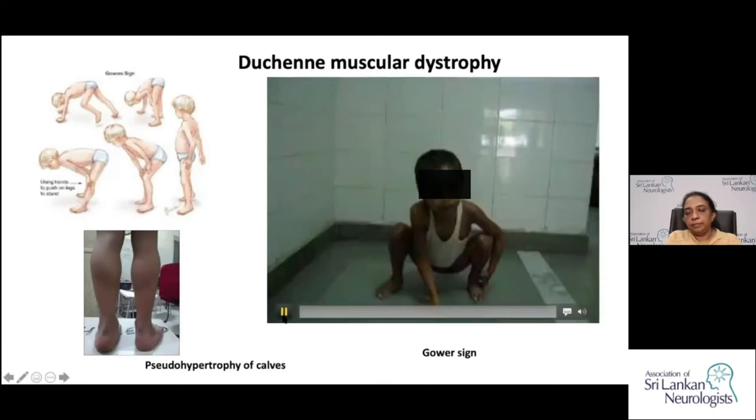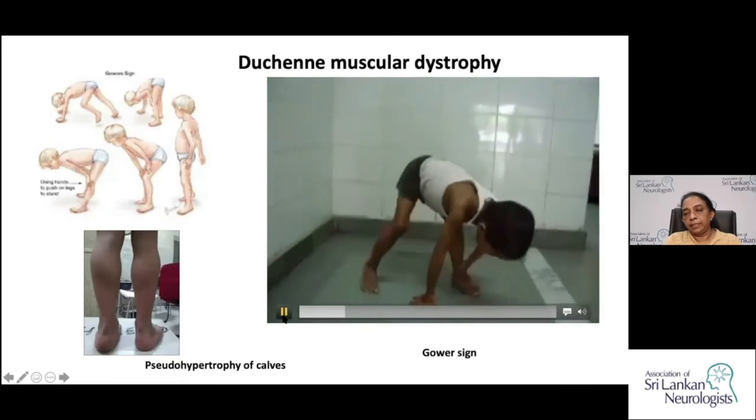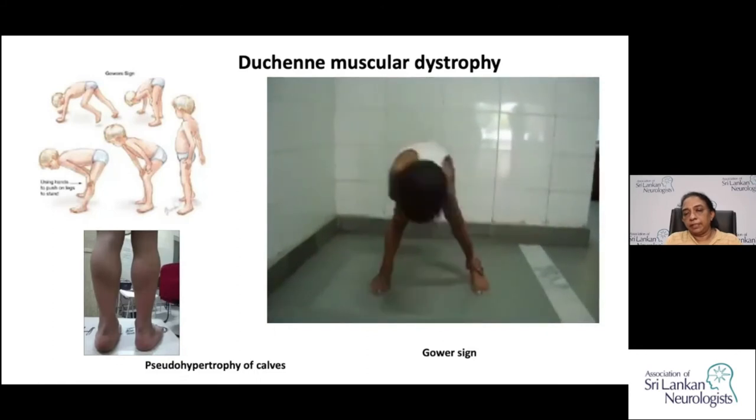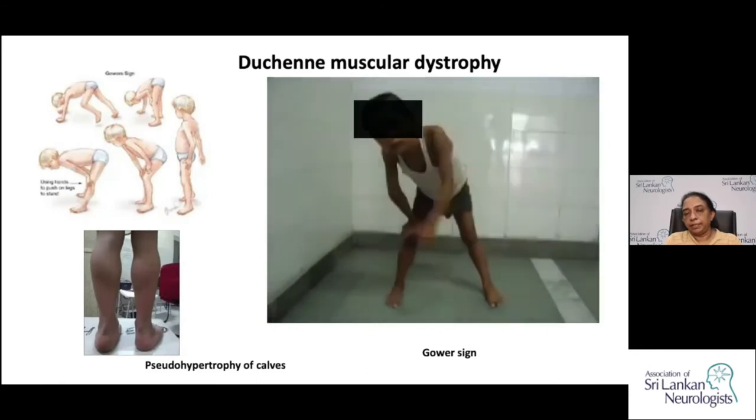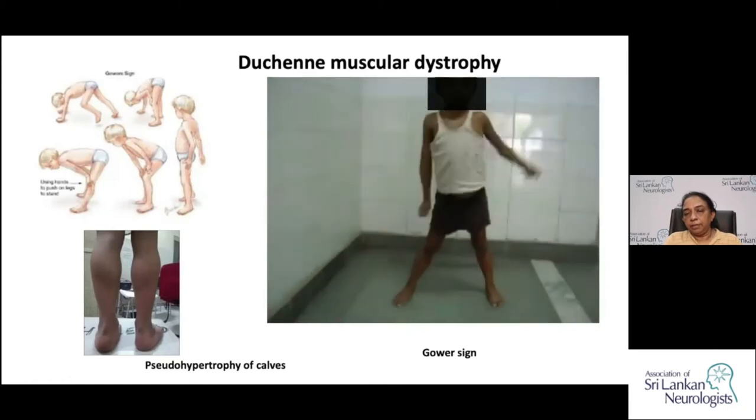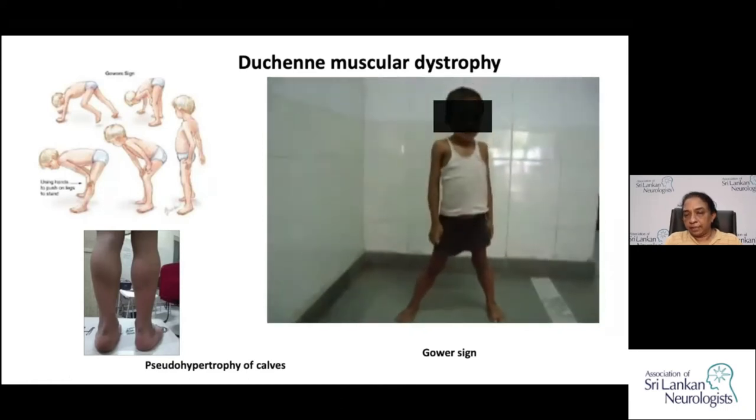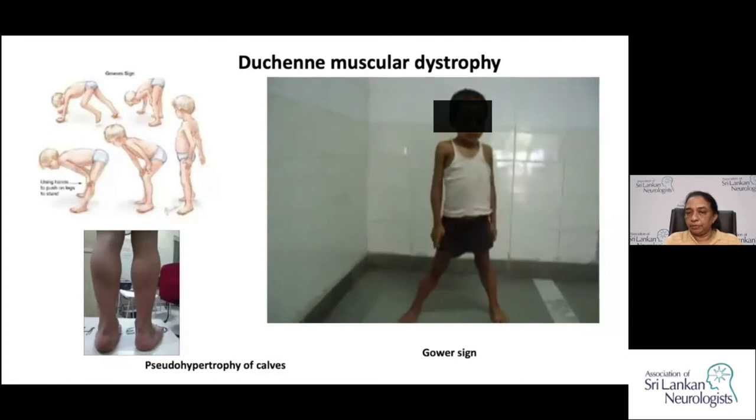So this is a sign that we elicit in patients. You see that the child has great difficulty standing up. This is a Gower sign. The Gower sign is positive not only in Duchenne muscular dystrophy but in proximal myopathy. But this is a classic sign we examine in these patients, and it will be positive in them.